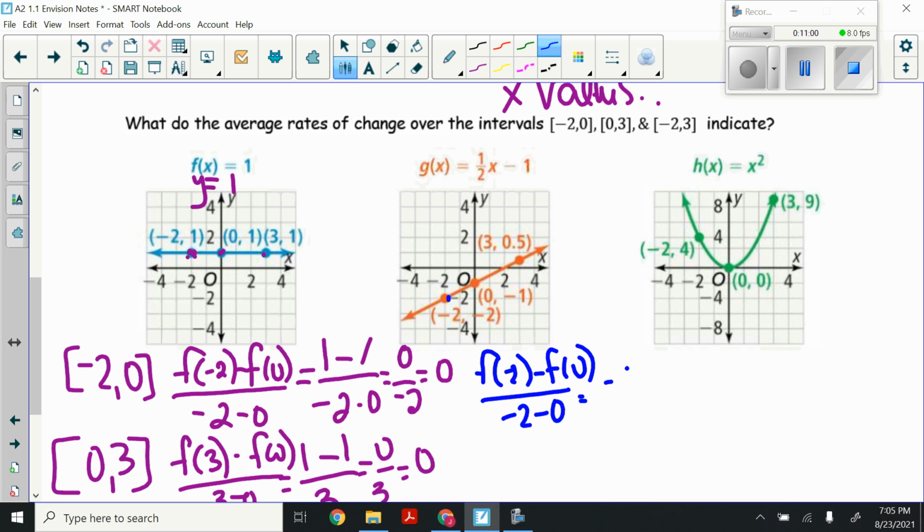My y value is -2. Minus f of 0, when x is 0, what's my y value? -1. Over -2 minus 0 is -2. So on top, -2 minus -1 turns to -2 plus 1. -1 over -2 is 1/2. That's what we thought we were going to get.